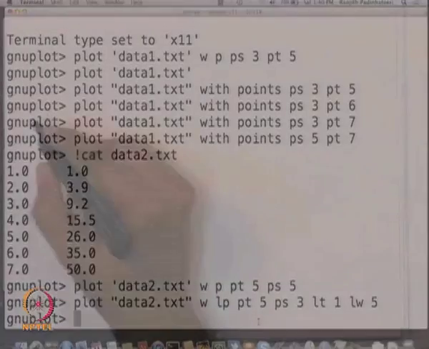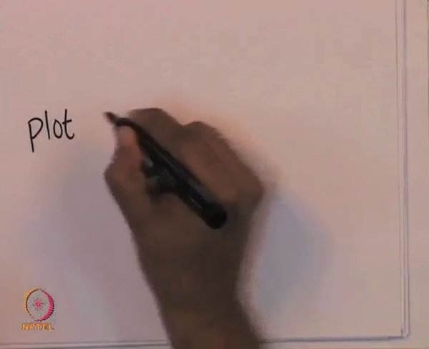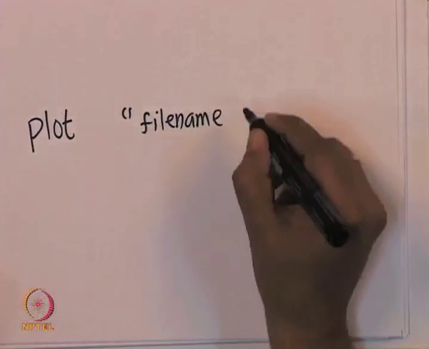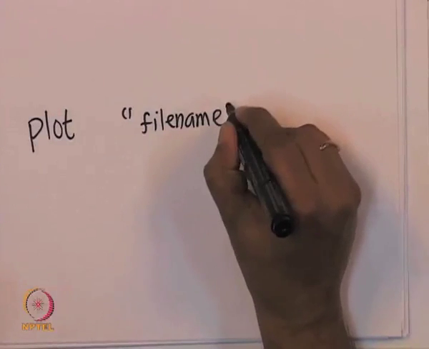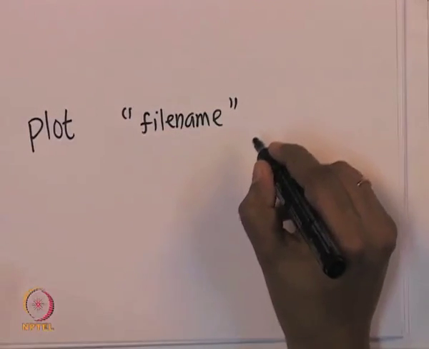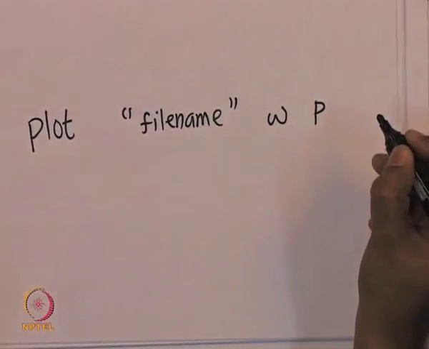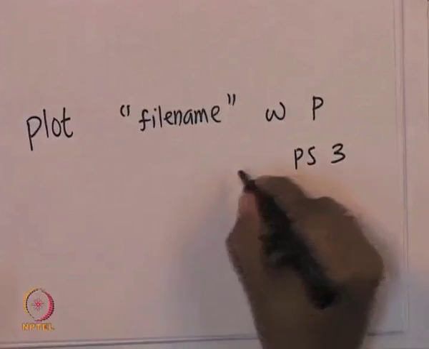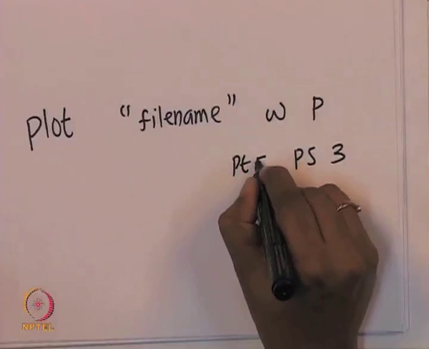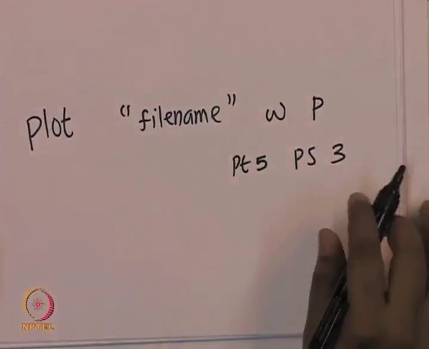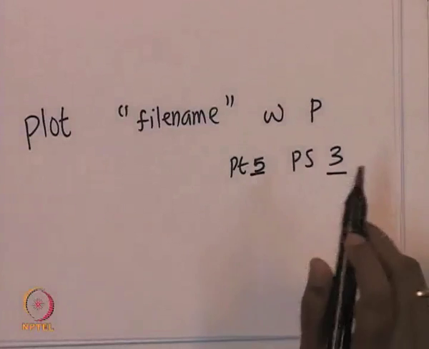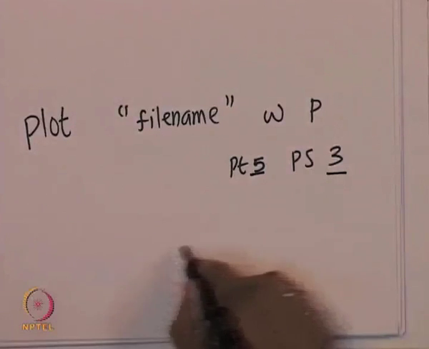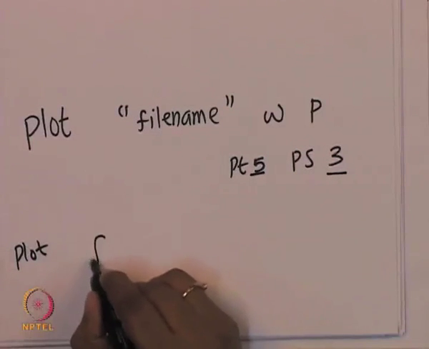So, to plot data, you have to say plot, file name, whatever the file name. It could be just a simple text file. Whatever the file name with extension, you can say with points and specify point size 3, and you can even specify point type 1, 2, 3, 4, 5. There are various numbers, so you can change this number and play around with it.